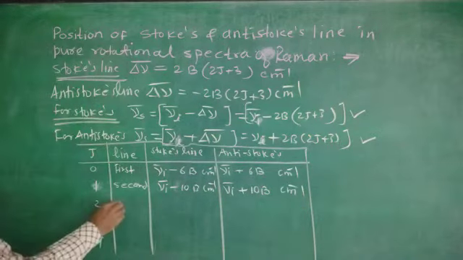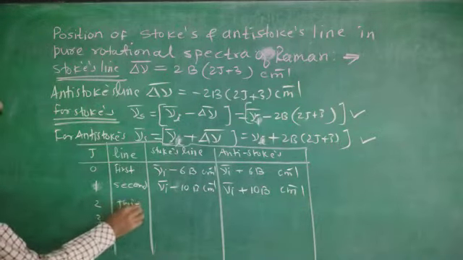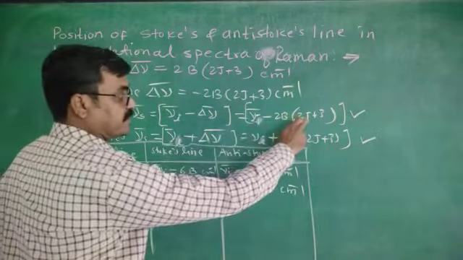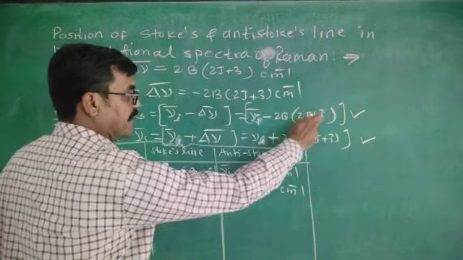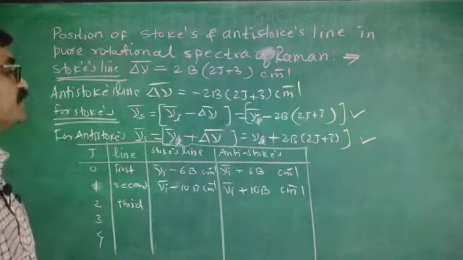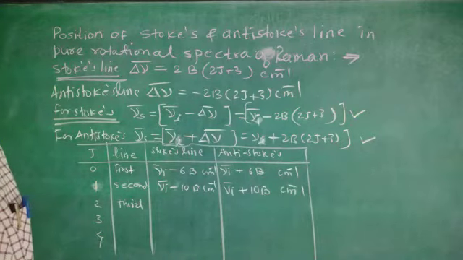Now for another line, that is the third line, if we put J equals 3, 3 twos are 6, 6 plus 3 is 9, 9 twos are 18, which means after 10B it will be 14B.